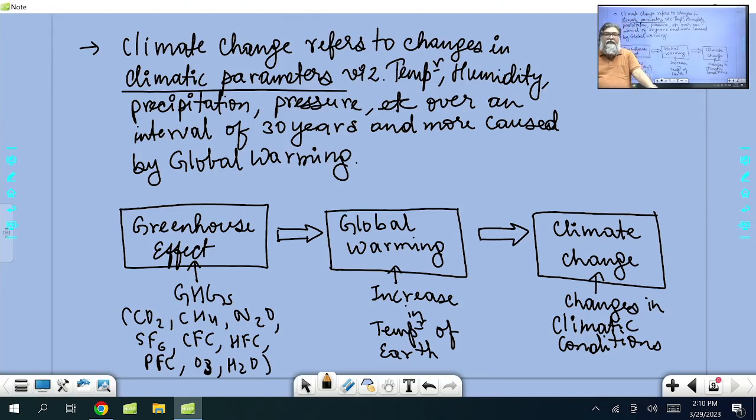ठीक है, ये यहाँ तक क्लियर है आप लोगों को? You are able to understand there कि one is the cause of another, one lead to another. That's what I'm referring to. I'm giving the points also there. This is the cause of warming. Warming is the cause of climate change. Now we'll see what are the impacts are there, climate change impacts and all.